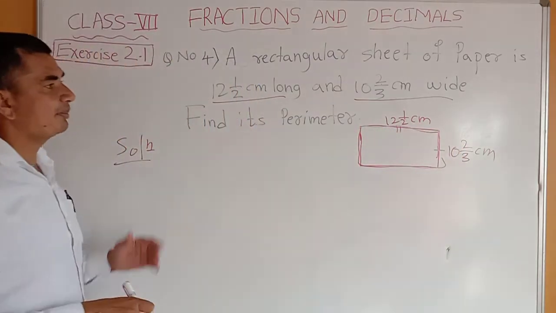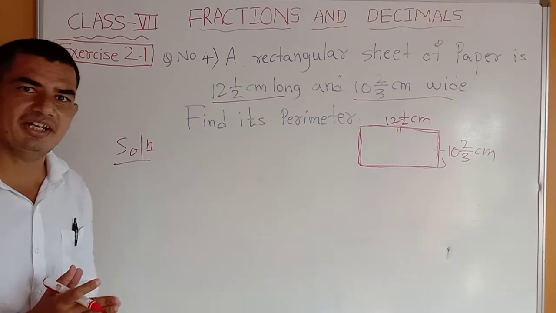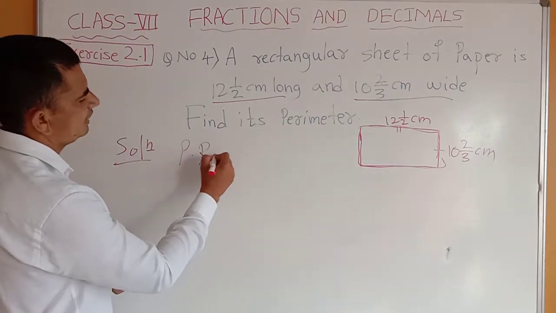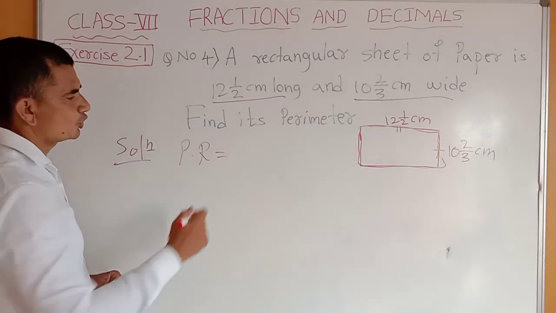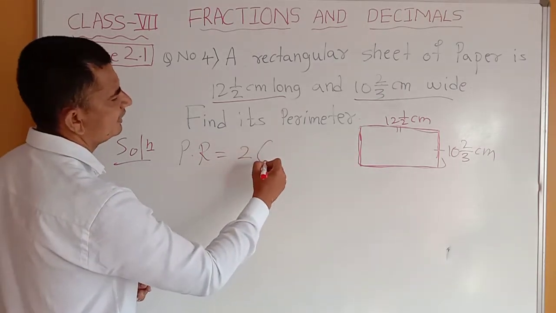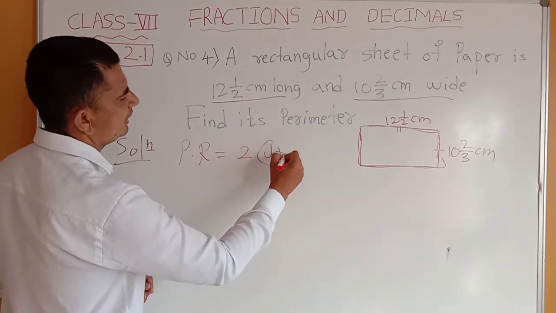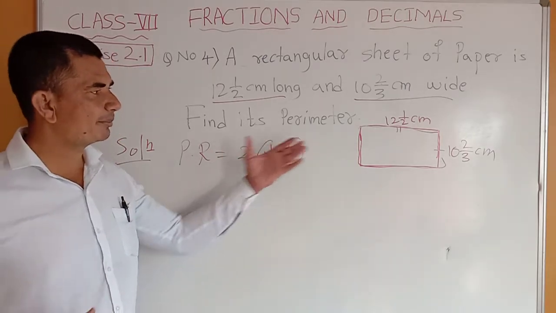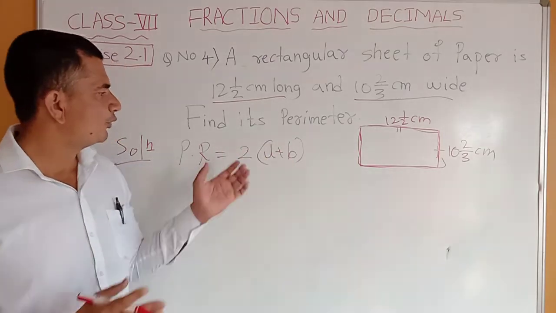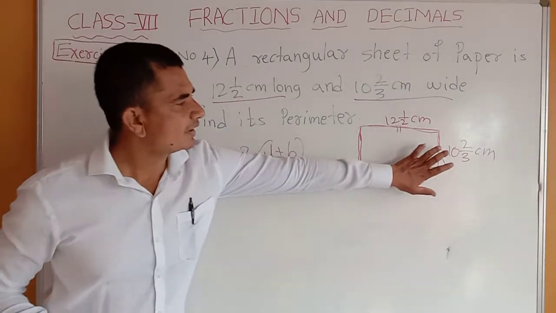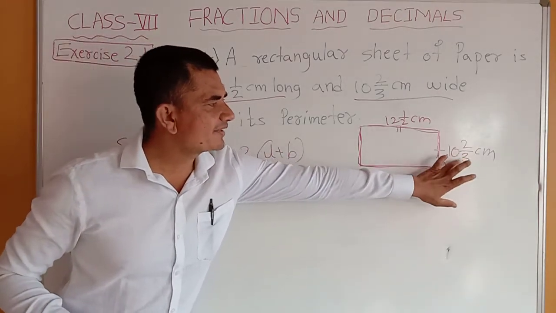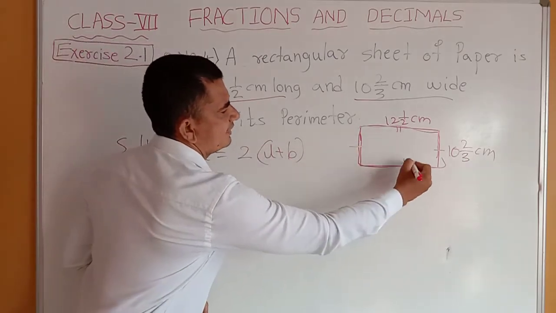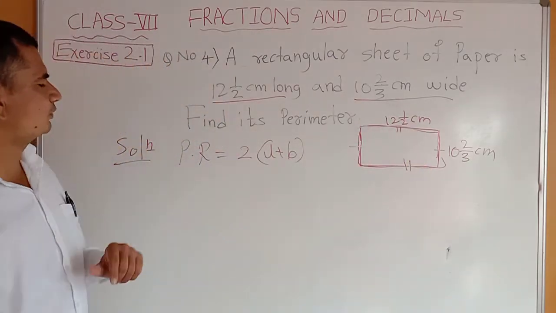To find the perimeter of a rectangle, what is the formula? Perimeter of rectangle is equal to 2 into bracket length plus breadth. This is the formula. With the help of this formula, we can add. Why 2? Because the opposite sides are the same, and these are also the same. So I have to take 2.